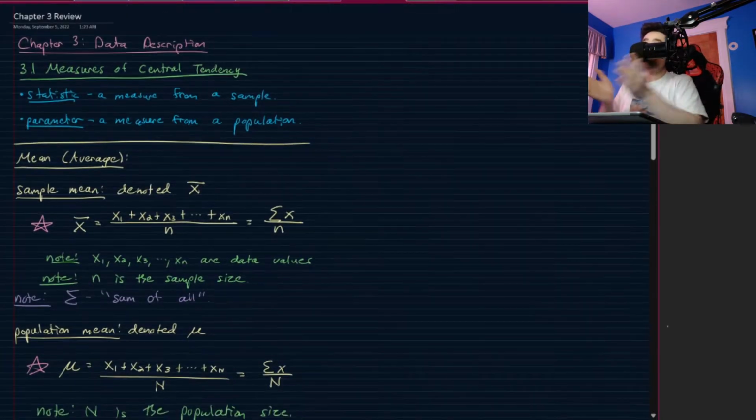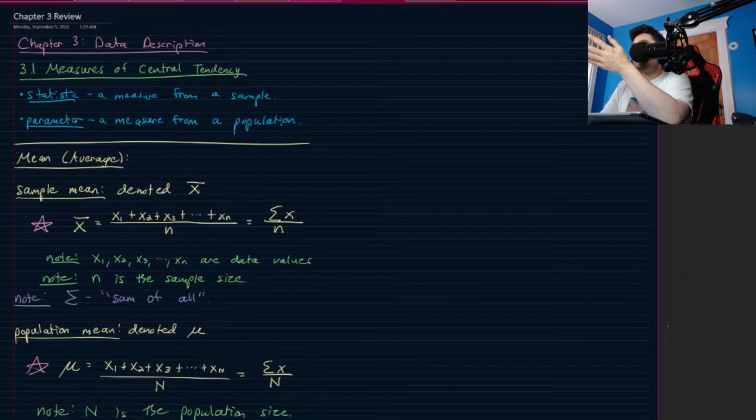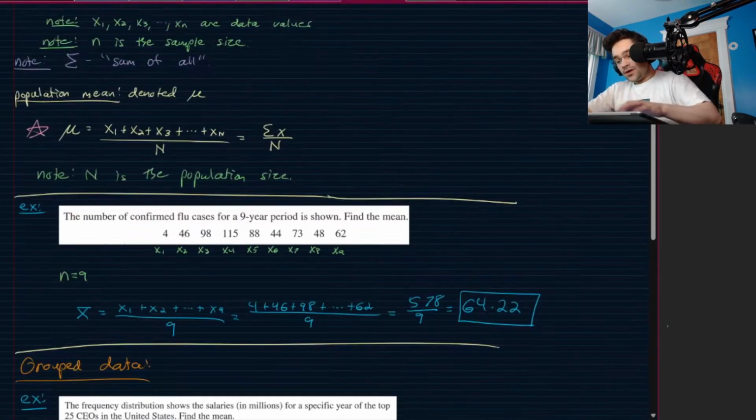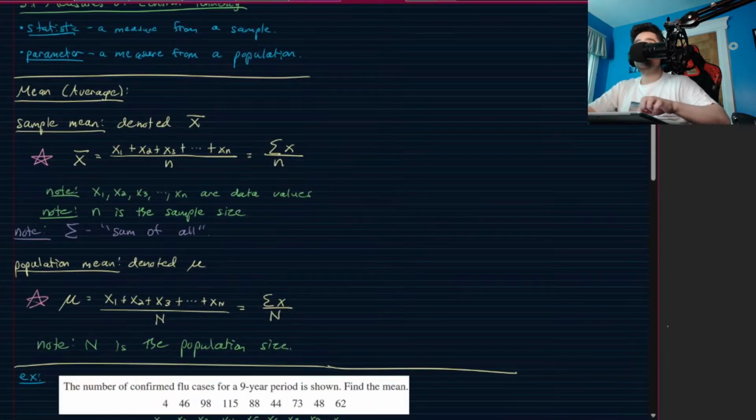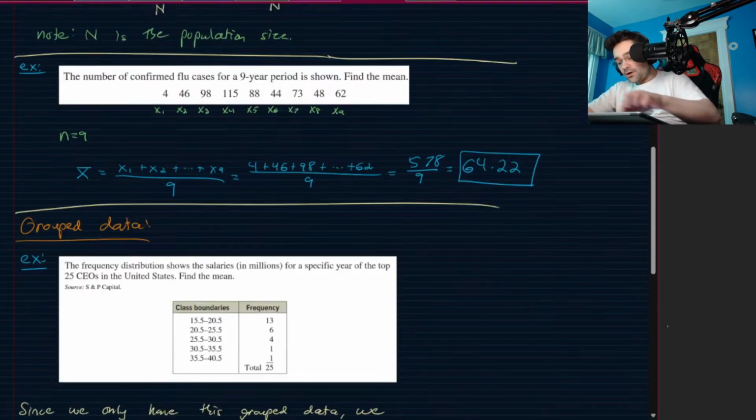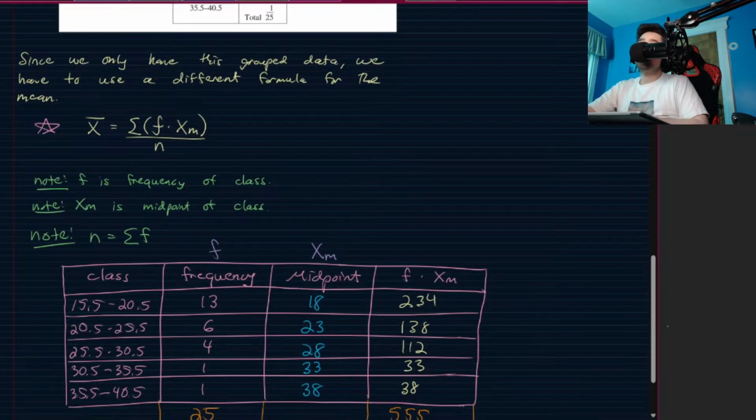Okay, so that's the first measure of central tendency. Mean, right? The mean is a measure of central tendency. It's kind of trying to figure out what the data is doing on average. You could either find it from the sample or from a population. It's the same formula, the sum of all the x's over n. Or it could be group data, where it's the sum of all the frequencies times their midpoint over n.